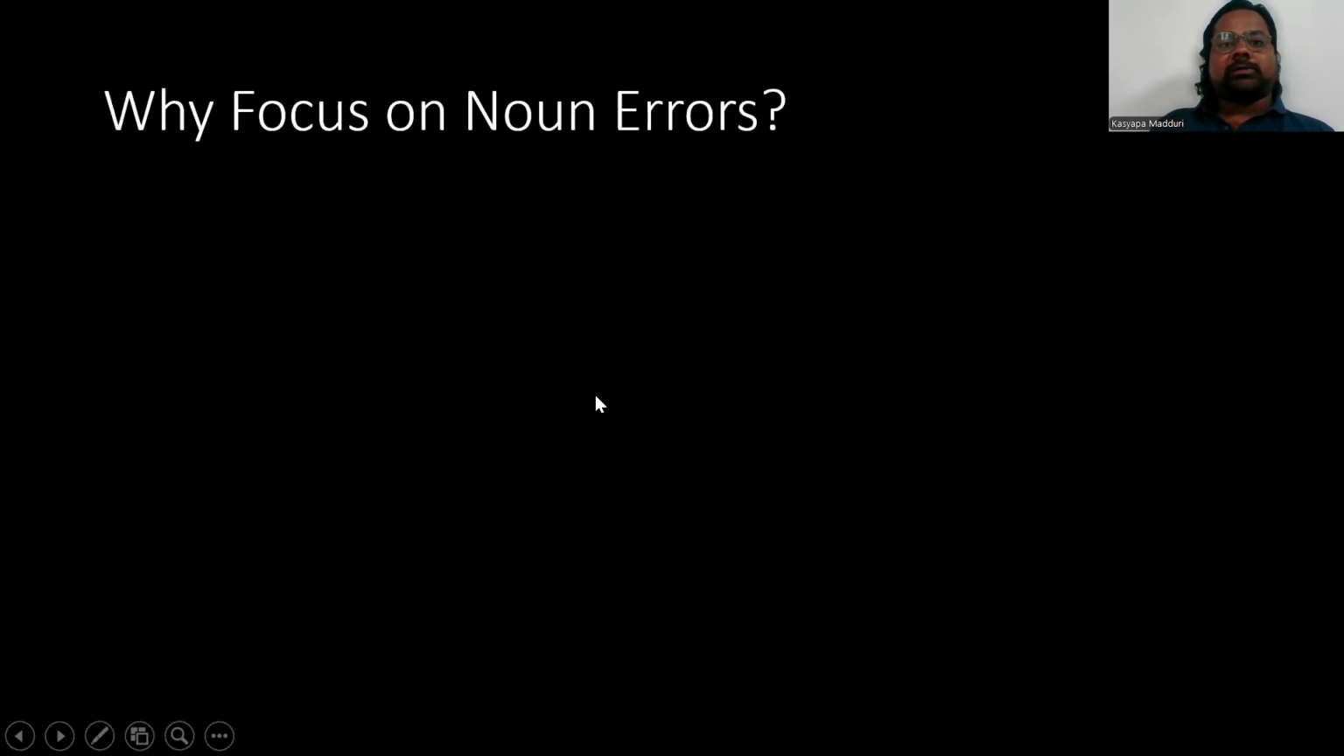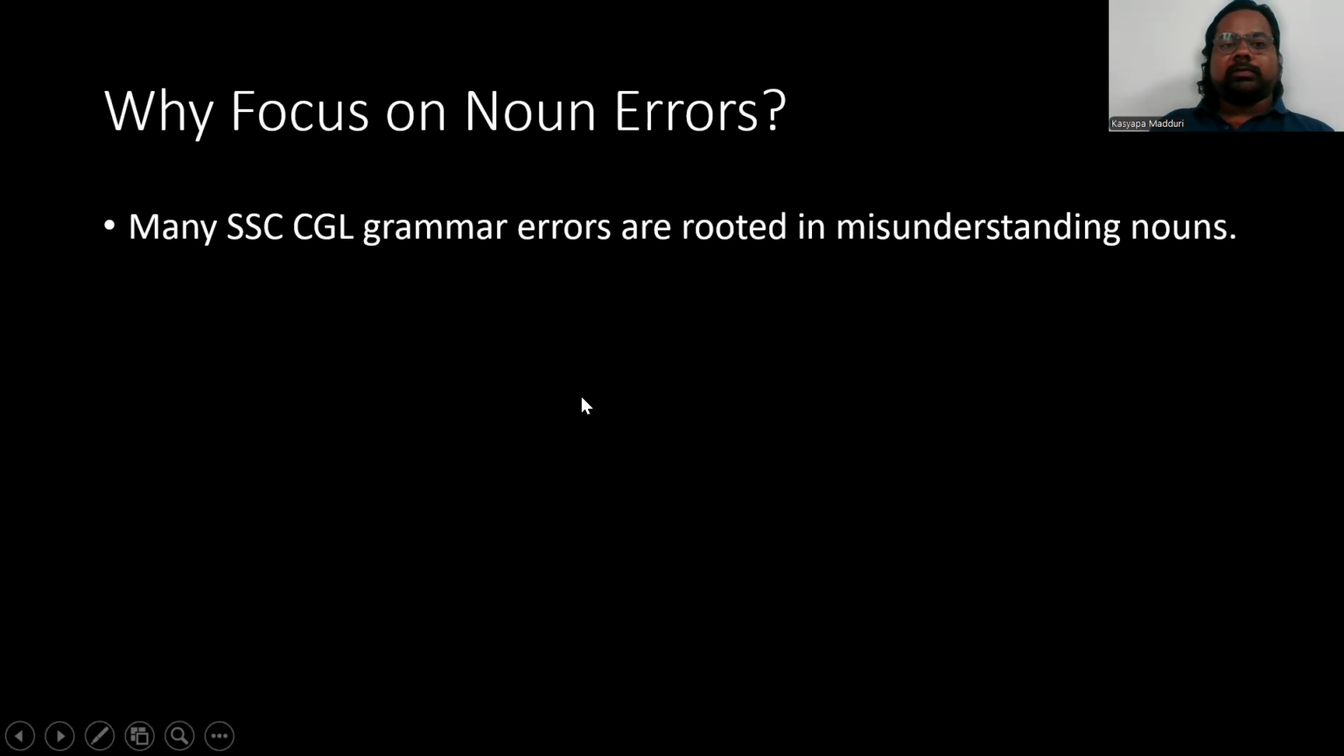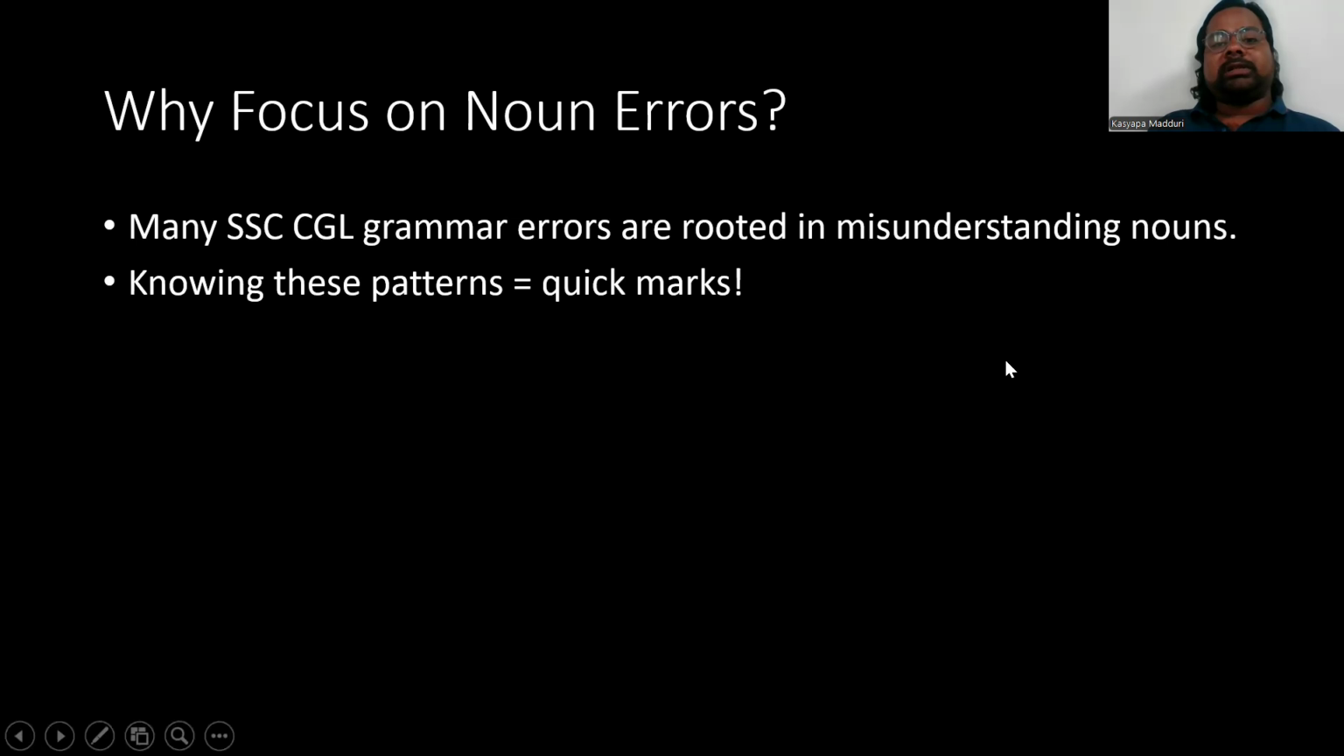So why focus on nouns? Why should we focus on nouns? So many SSC CGL grammar errors are rooted in the misunderstanding of nouns. If you misunderstand nouns, then a lot of error spotting will not be spotted. You will not be able to spot errors properly and you will lose a lot of marks. So knowing these patterns is equal to quick marks. Knowing the patterns in which the questions might be asked, knowing the patterns in which the error spotting might be asked will give you very quick marks. So you need a strong grip on all types of nouns and how to answer the error spotting questions when it comes to nouns.